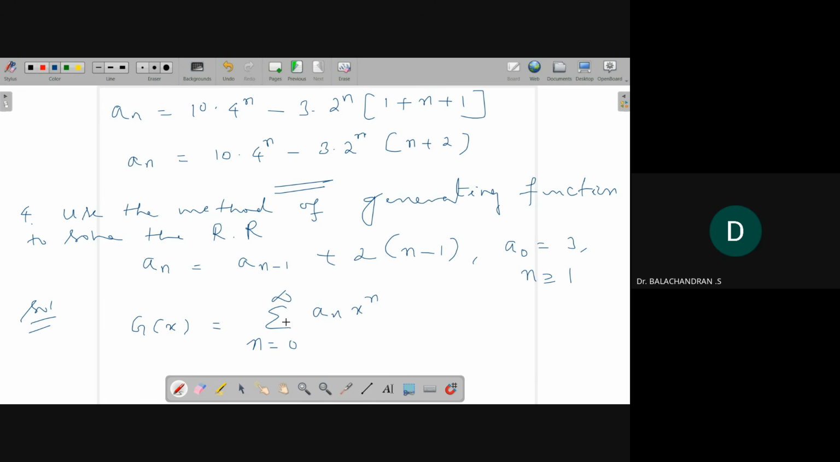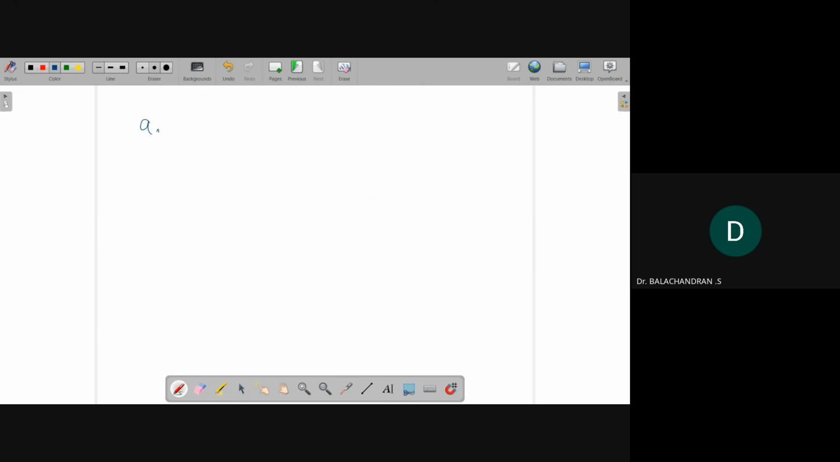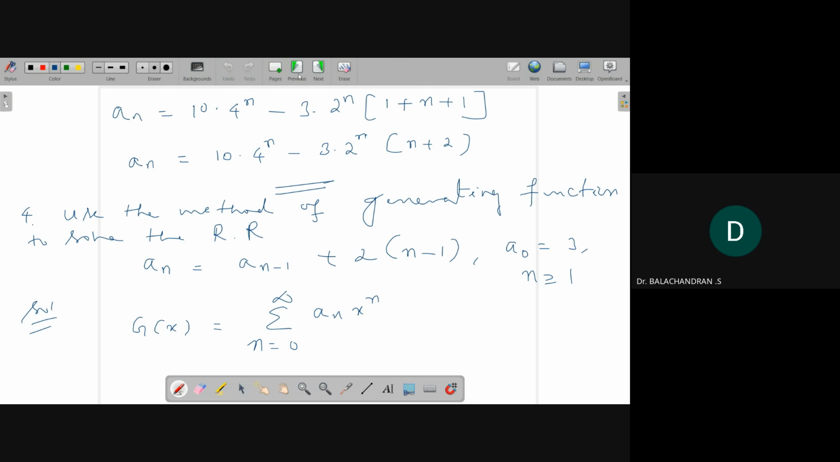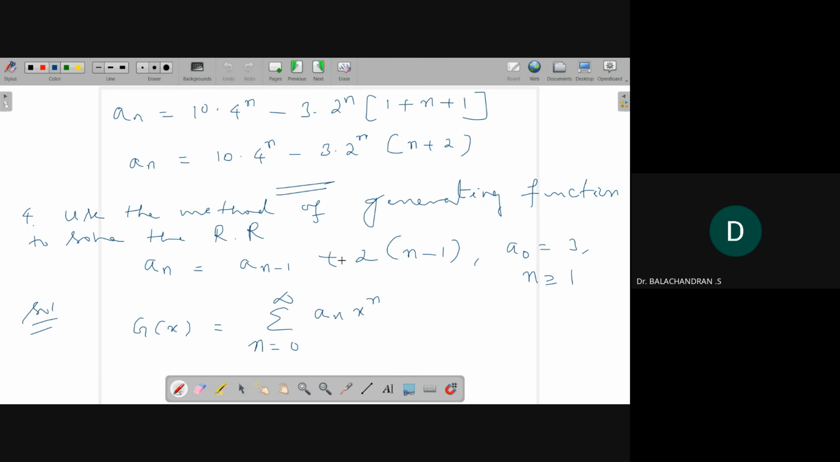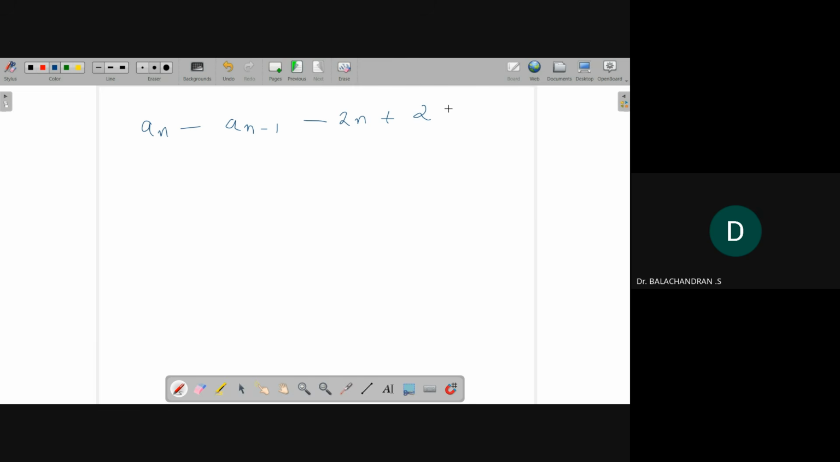Okay. So now just to rewrite this equation, a n minus a n minus 1, and you can keep 2 into n minus 1, or you can split it: minus 2n on the left hand side plus 2 equal to 0.